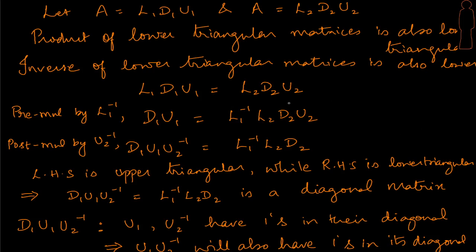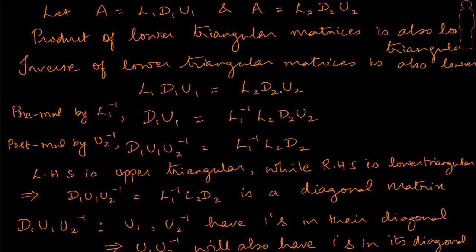In order to prove this, two very important properties are going to come to our aid, which we have already learnt earlier: the product of lower triangular matrices will also be lower triangular, and the inverse of lower triangular matrices will also be lower triangular. We can also use the same logic on upper triangular matrices. So the product of upper triangular matrices will be upper triangular, and the inverse of an upper triangular matrix will also be upper triangular. Okay, so from these two equations we have that L1 D1 U1 is equal to L2 D2 U2.